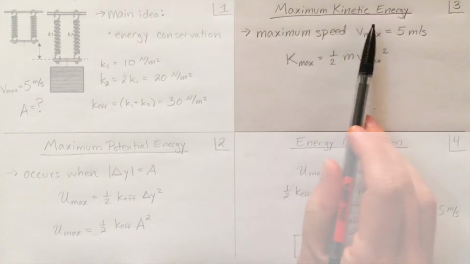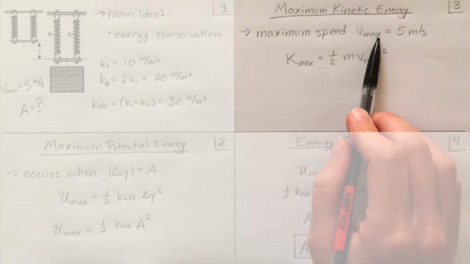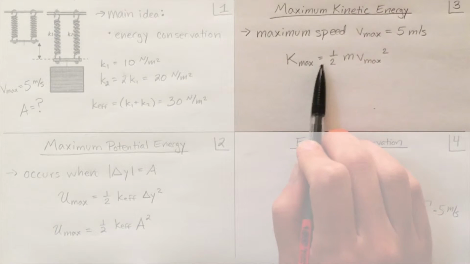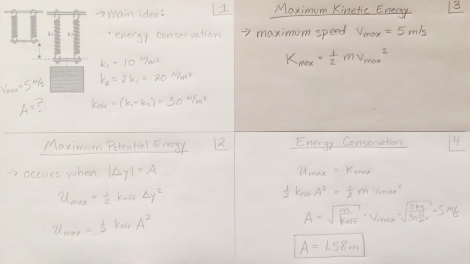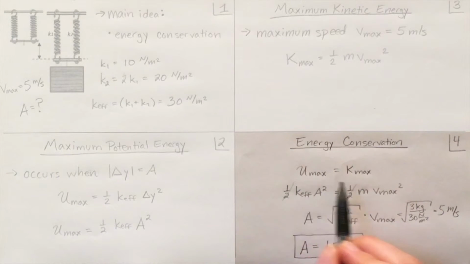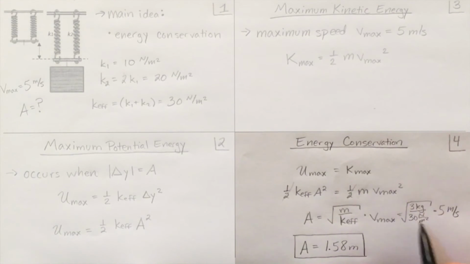The maximum kinetic energy occurs when the mass is traveling at its maximum velocity. Therefore, the maximum kinetic energy is equal to 1/2 times the mass times its maximum velocity squared. Setting the maximum potential energy equal to the maximum kinetic energy, simplifying, and then solving for the amplitude, we see that the amplitude is equal to the square root of the mass divided by the effective spring constant times the maximum velocity. Plugging in numbers and evaluating, we find that the amplitude of the oscillation is then 1.58 meters.